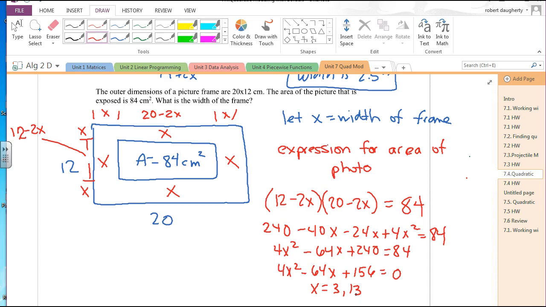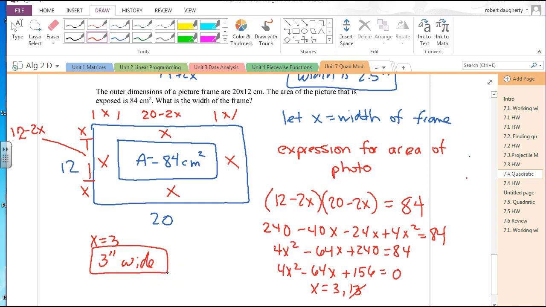So x stands for what? The width, okay? What if the width were 13? That means this side would be 12 minus 2 times 13. What's 2 times 13? 26. 12 minus 26. Can the frame be 12 minus 26? No, it cannot be. I get negative dimensions for the frame, so it can only be 3. So x equals 3, so this frame is 3 inches wide.